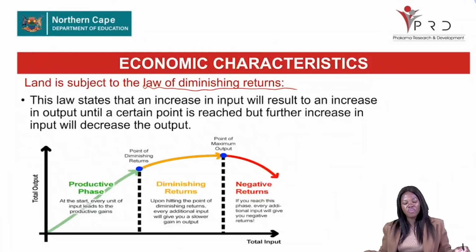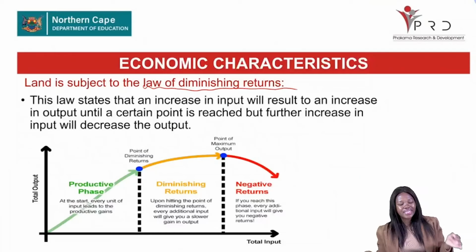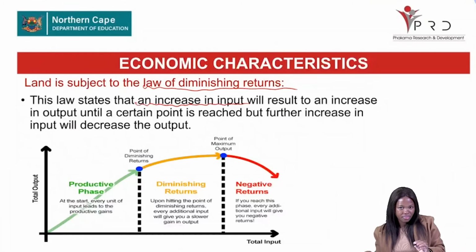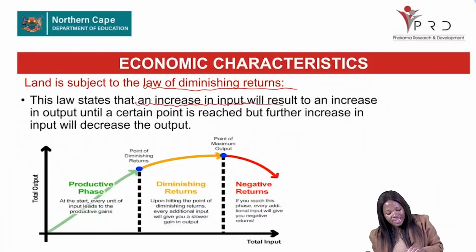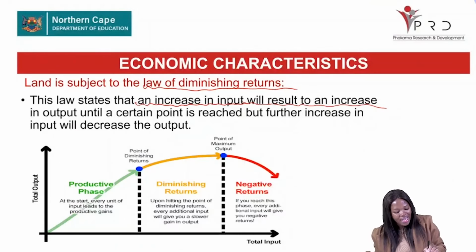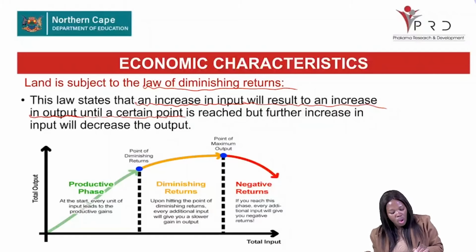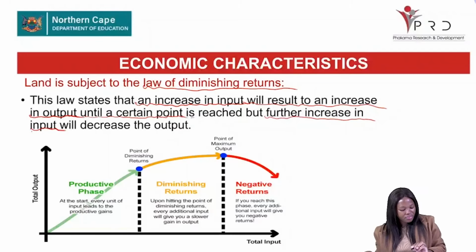This economic characteristic that says land is subject to the law of diminishing returns states that an increase in input will result in an increase in output until a certain point is reached. And that point is referred to as maximum yield. But further increase in input will decrease the output.